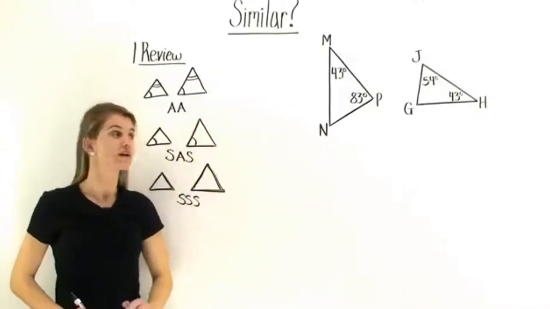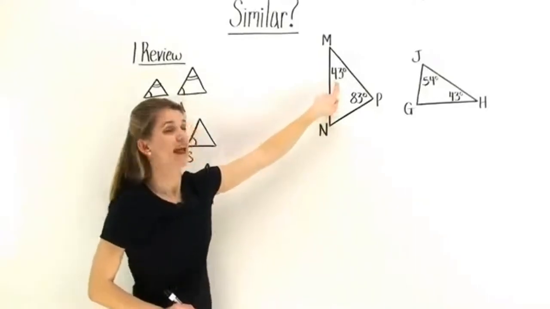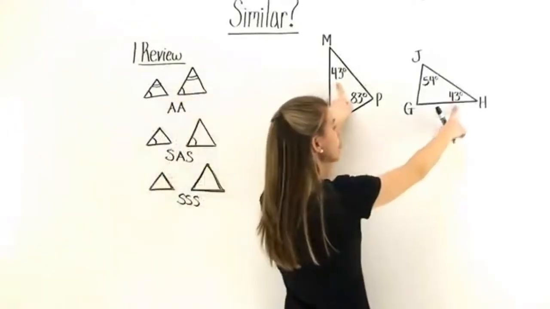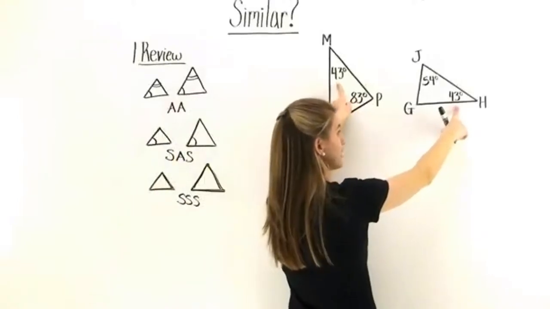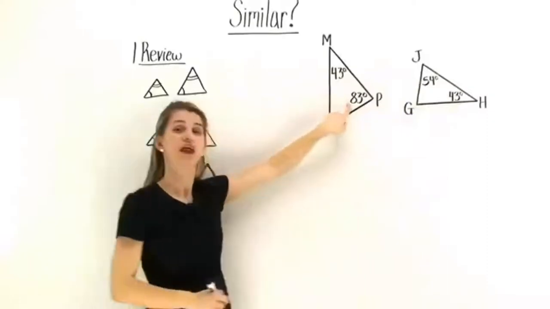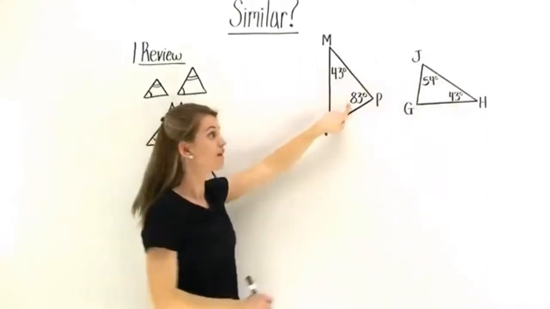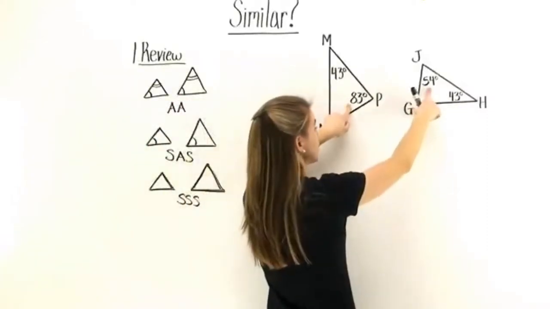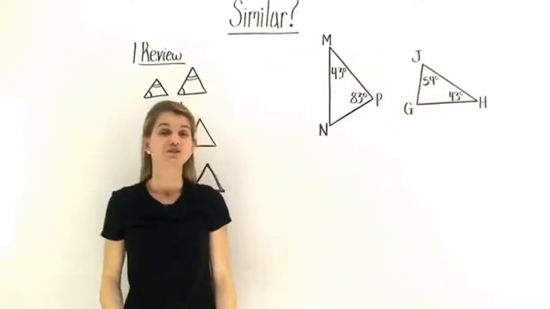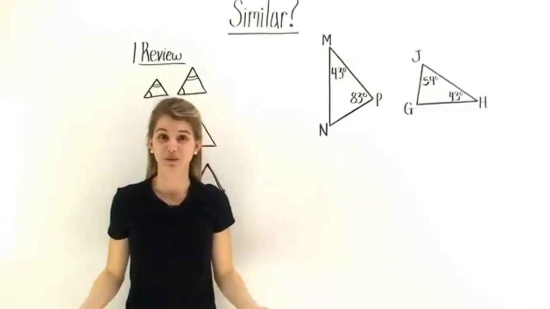So let's take a look. Here, we have an angle that has a measure of 43 degrees. Here, we also have an angle that has a measure of 43 degrees. So these two angles are congruent. Here, we have an angle that has a measure of 83 degrees. Here, we have an angle that has a measure of 54 degrees. Those two angles are not congruent. So does that mean that these two triangles are not similar?